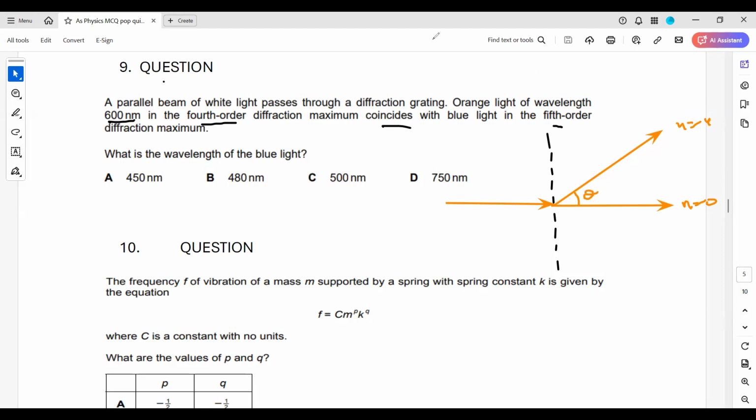Then there's also a blue light, and in the same region, which maxima do we observe for blue? We observe the fifth order maxima, so n equals 5. Because it's the same place, the theta for the blue light will be the same as the theta for the orange light. The order of the image is different because blue has a shorter wavelength when you compare the wavelengths.